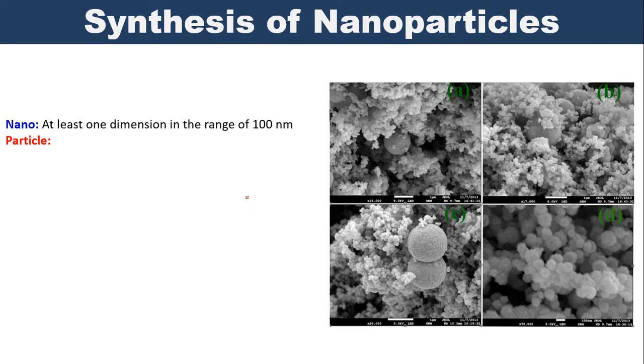Let's talk about how to synthesize nanoparticles. There are so many nanoparticles, for example, gold nanoparticles, silver nanoparticles, metal oxide nanoparticles, such as titania, tin oxide, zinc oxide, iron oxides. So many materials are there.